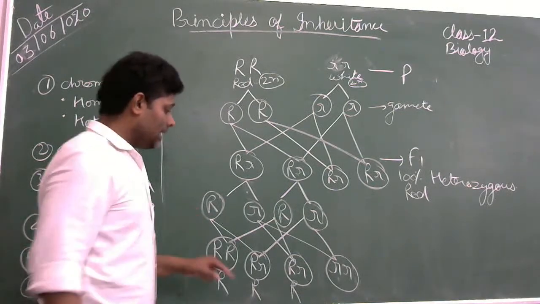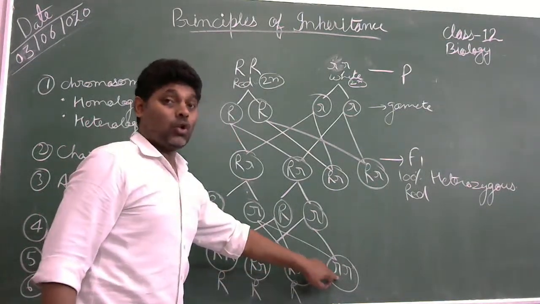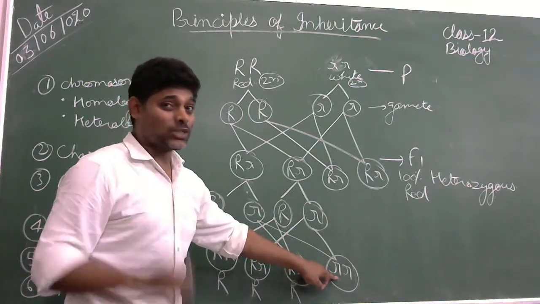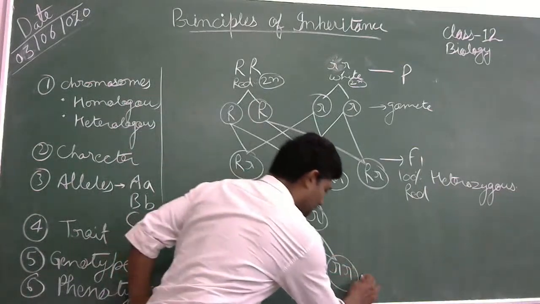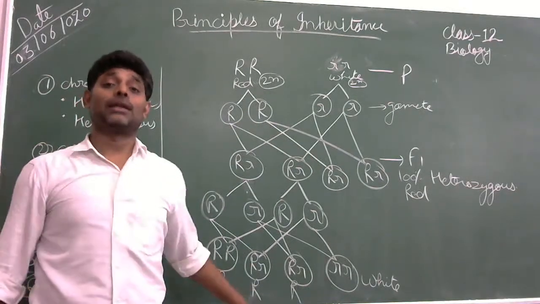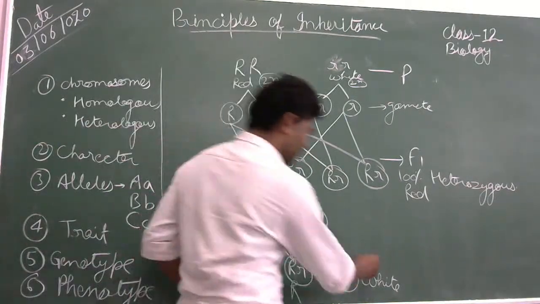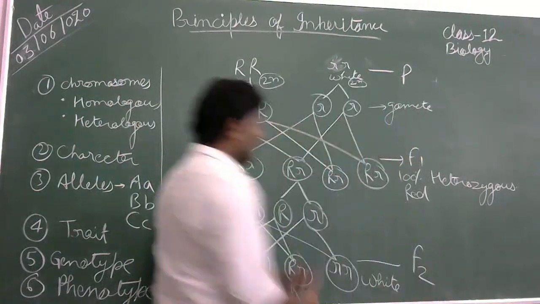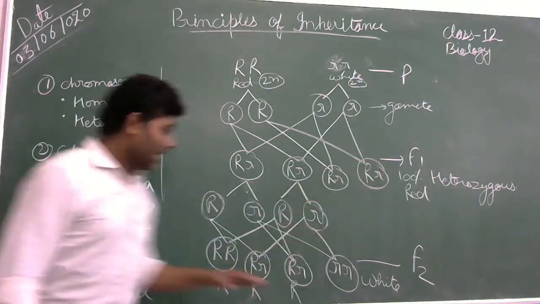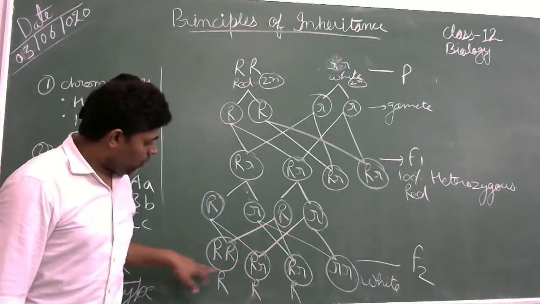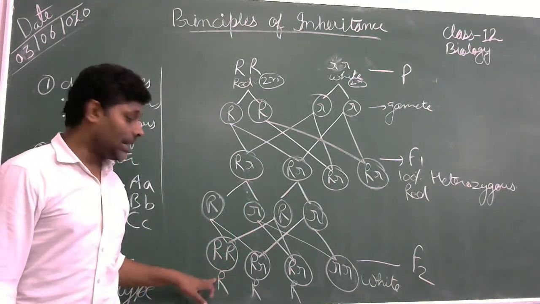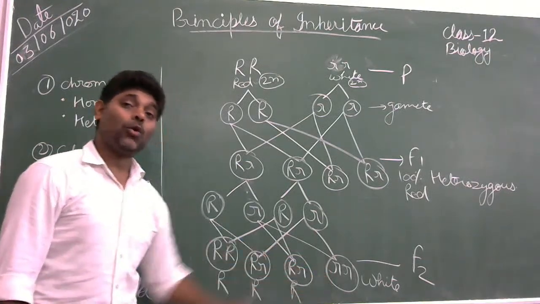What about this one? Actually, this is also homozygous, but a recessive homozygous. That's why it shows a white color. What happens here? This is the F2 generation. In the F1 generation, 100% of flowers are red, but in the F2 generation, 75% of flowers are red and 25% are white.